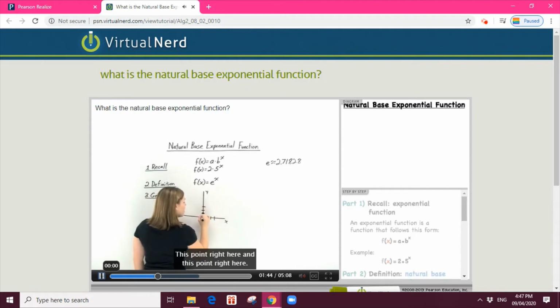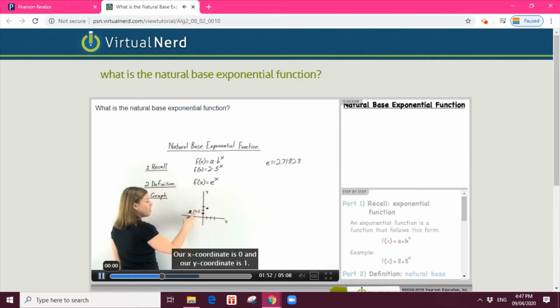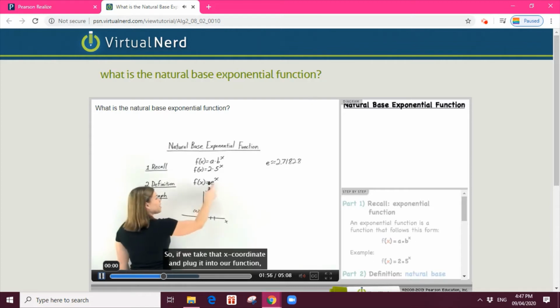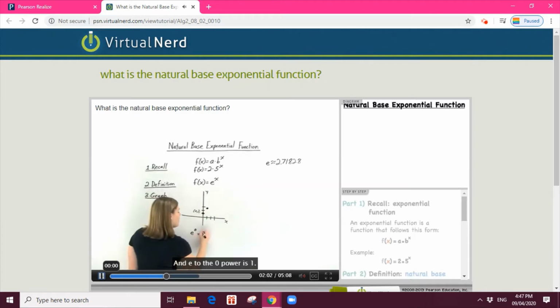This point right here, and this point right here. Here we have the point 0, 1. Our x-coordinate is 0 and our y-coordinate is 1. So if we take that x-coordinate and plug it into our function, we would have e to the 0 power. And e to the 0 power is 1. So that gives us the point 0, 1.